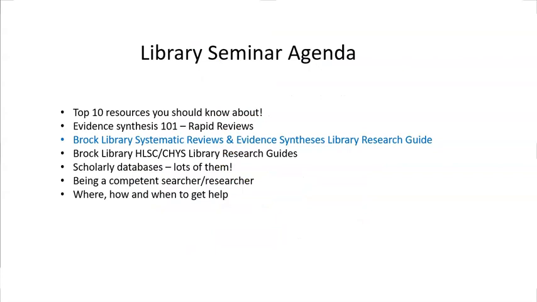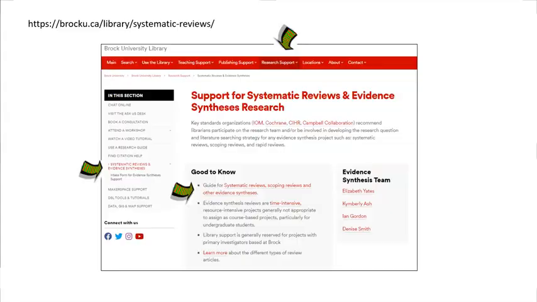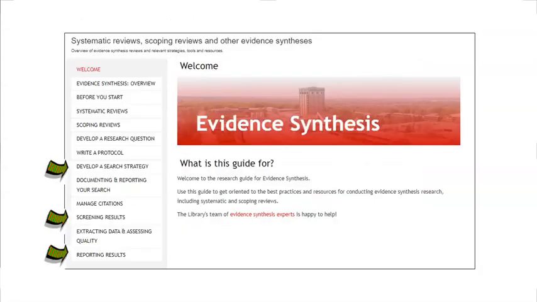Let's move on. Top 10 resources you should know about rapid reviews. Let's look at the Systematic Reviews Evidence Synthesis Library Research Guide. We depend on this for a lot. It's in the library under the Research Support top tab. On the left-hand side, Systematic Reviews and Evidence Synthesis. And there's a guide within this: Systematic Reviews, Scoping Reviews, and Other Evidence Synthesis. So click on this tab and it takes you to this page.